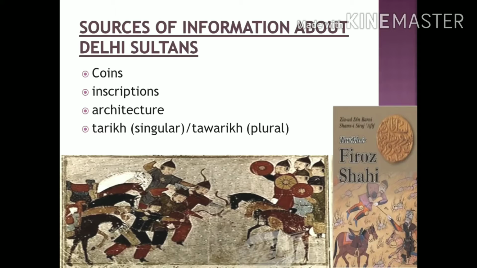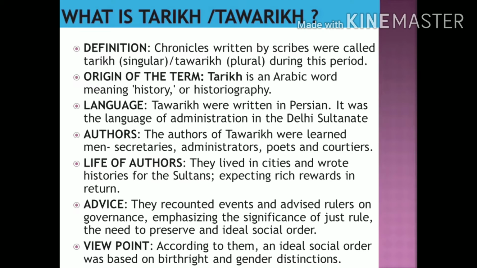But where did we get so much information about the Delhi Sultanate from? We got this information through coins, inscriptions, architecture and Tarikh. Now Tarikh is a new word for you. Let's study its meaning. Chronicles written by scribes during the rule of Delhi Sultans were known as Tawarikh.